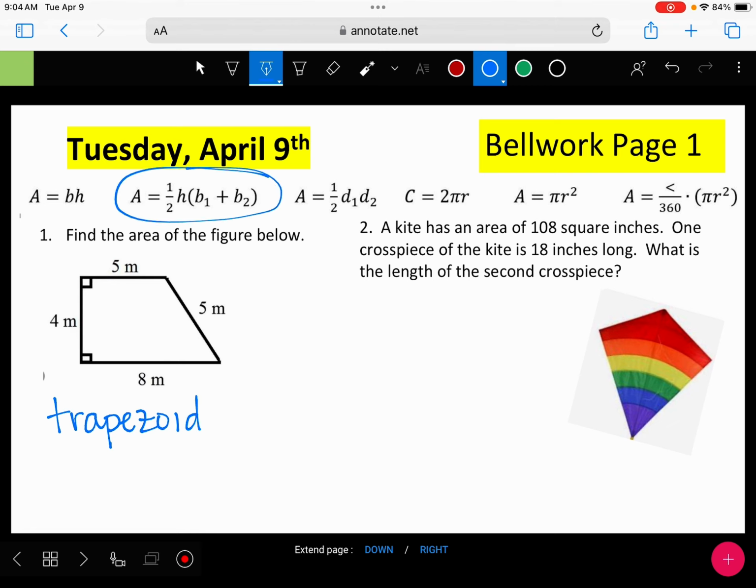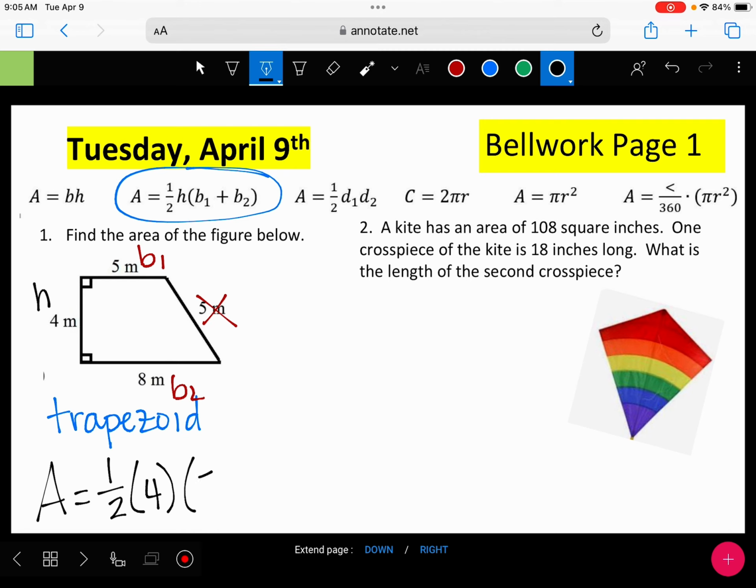So this is the formula we're going to use. So the height is always associated with the right angle. So this will be your height. And then this is B1 and B2. You're not using that 5. So the area, in your calculator, go ahead and type in 1/2 times 4, and then 5 plus 8. So take a minute and see what you get.